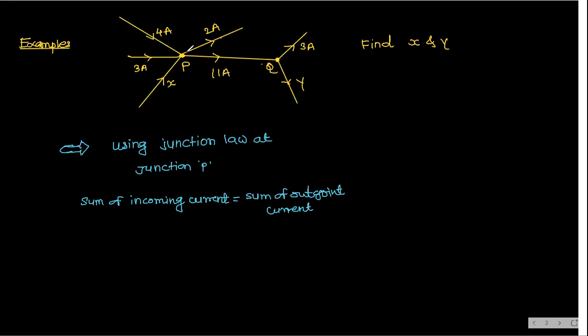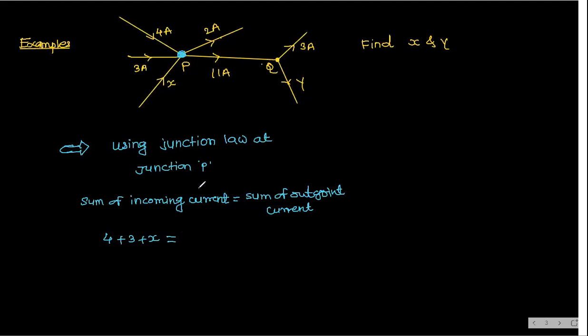First, you should consider only this junction P. Now, how many currents are coming towards the junction? See, 4, 3, and x. Therefore, 4 plus 3 plus x. These are the currents coming towards the junction. Listen carefully: 1, 2, and 3.